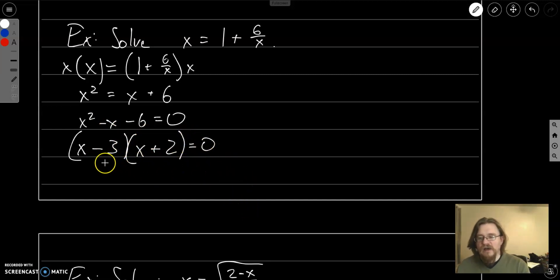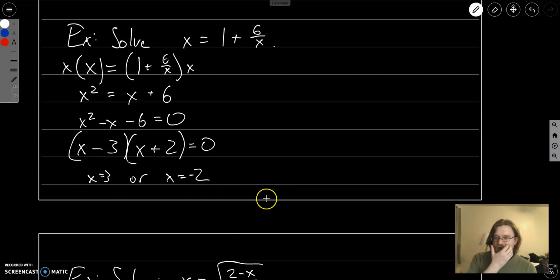So I know that one of these two expressions has to be 0. Something times something is equal to 0. The only way that happens is if one of those is 0. If the one on the left is 0, then x is equal to 3. Or if the one on the right is 0, then we have x is equal to -2. So we have these two solutions.